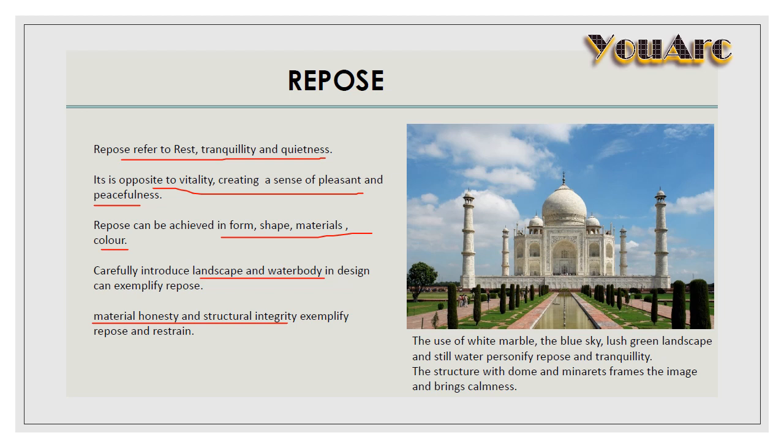Let's see this particular example of the Taj Mahal, where the white marble, blue sky, lush green landscape and still water body personify repose and tranquility. The structure with dome and minarets is this, okay, this portion. So the minarets frame gives us a calmness effect. Okay, so this is called repose.